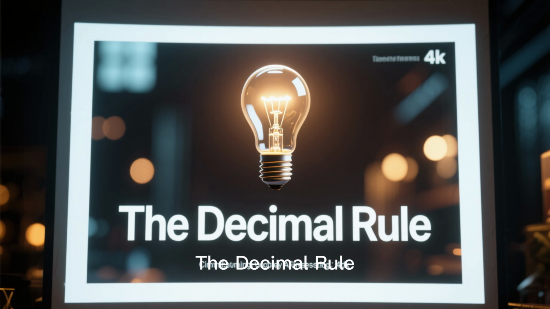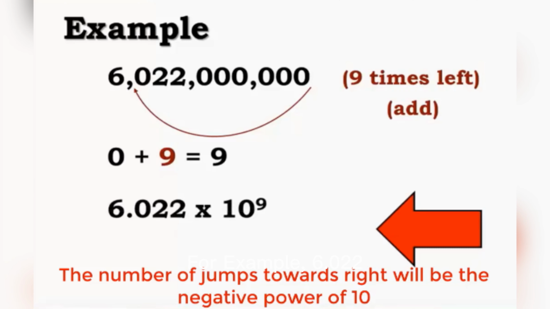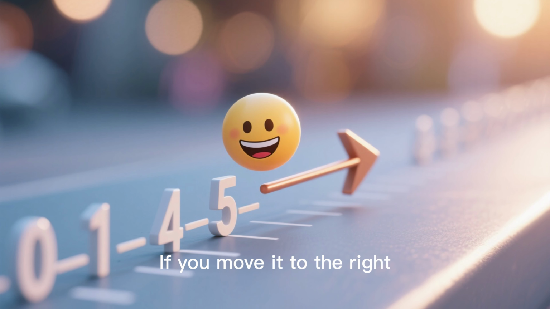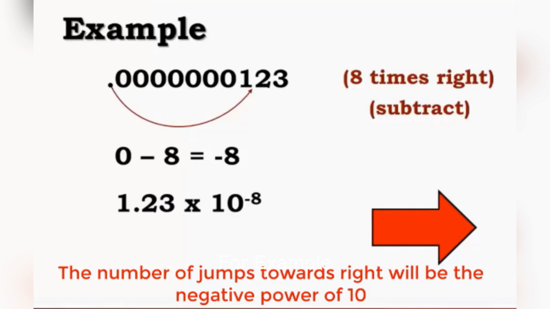The decimal rule: if you move the decimal to the left, the power is positive. For example, 6.022 billion is written as 6.022 times 10 raised to the power 9. If you move it to the right, the power is negative. It's that easy. For example, 0.0000123 is written as 1.23 times 10 raised to the power minus 5.